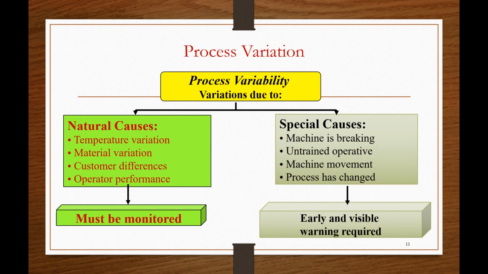The process variations. Various tests can help determine when an out-of-control event has occurred. However, as more tests are employed, the probability of false alarm also increases. So the process variability is due to natural causes like temperature variation, material variation, customer differences, operator maintenance. It must be monitored. And special causes like machine breaking, untrained operative personnel, machine movement, process has changed, and for that, early and visible warning is required.